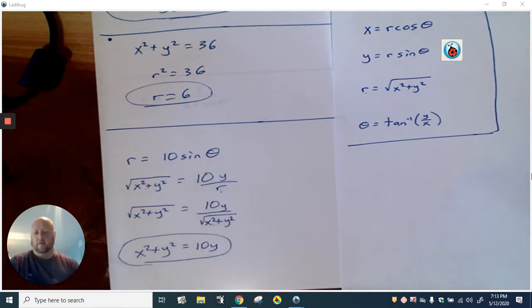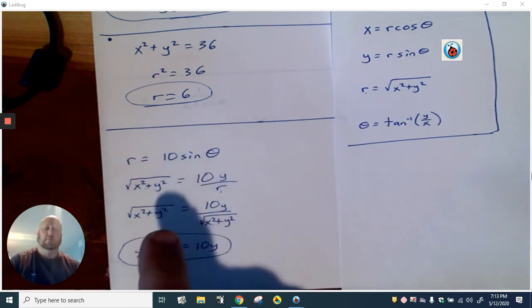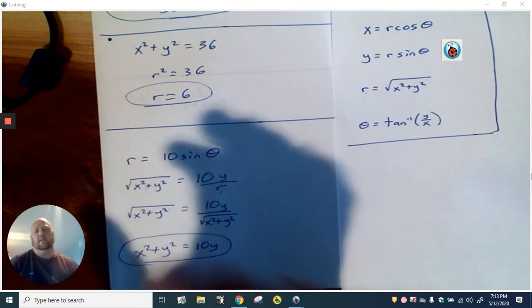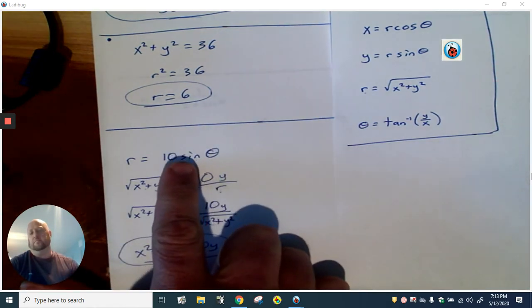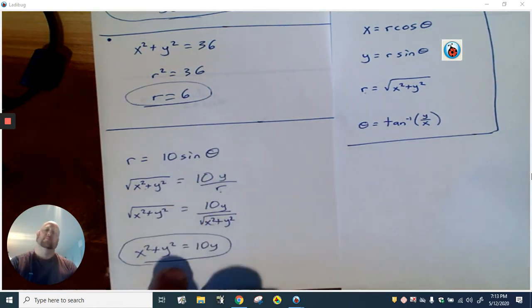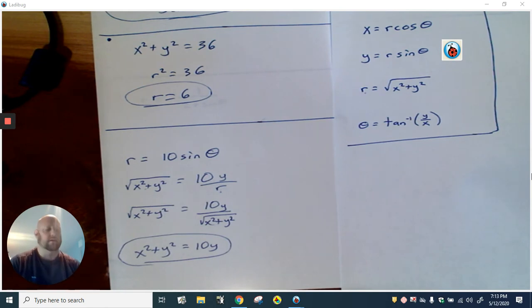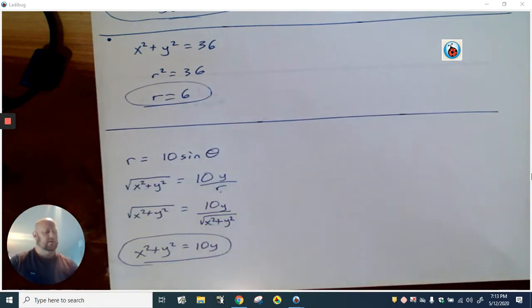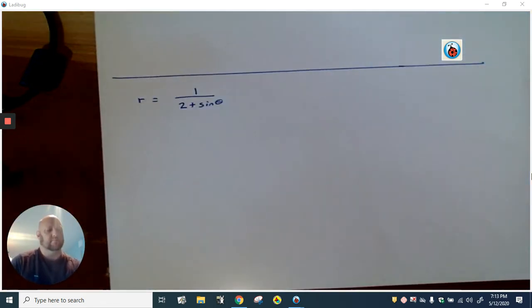We could get the 10y over there, complete the square like we did in the conic sections chapter, do all that fun stuff. But certain things, again, are just going to be easier, nice and prettier in polar form. Some things do get a little bit uglier when we deal with them in rectangular. Okay, let's try some a little bit harder ones here.